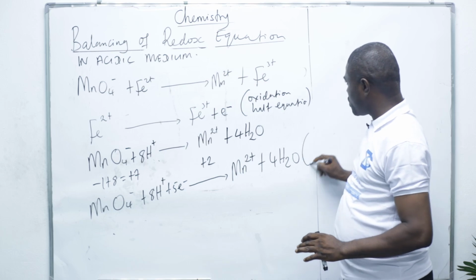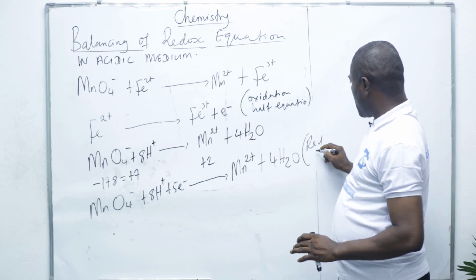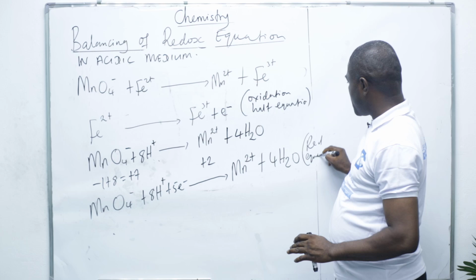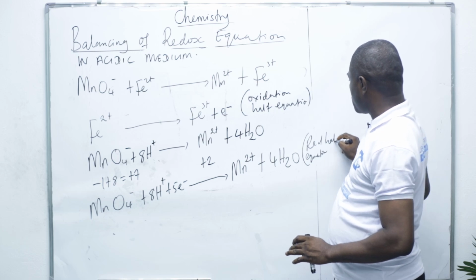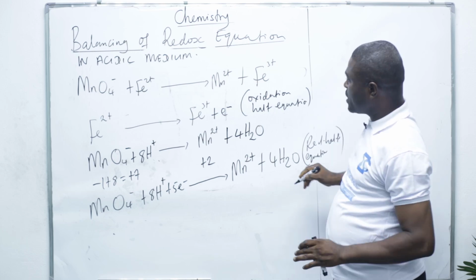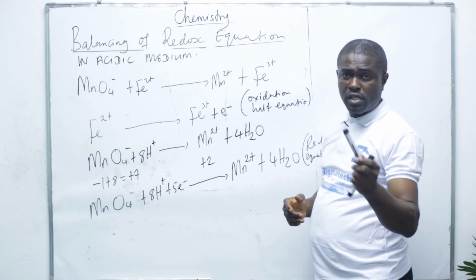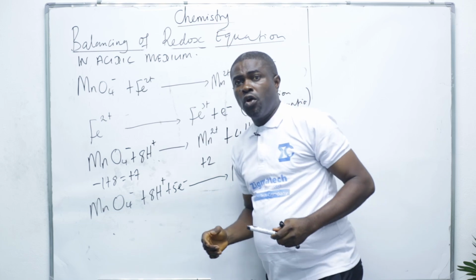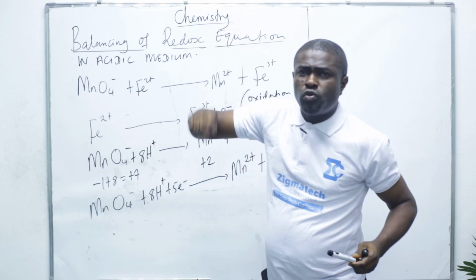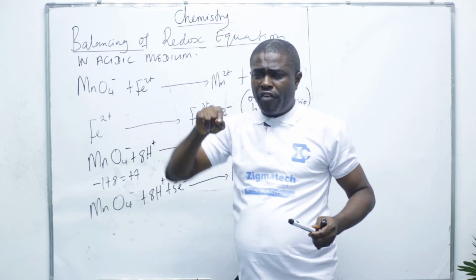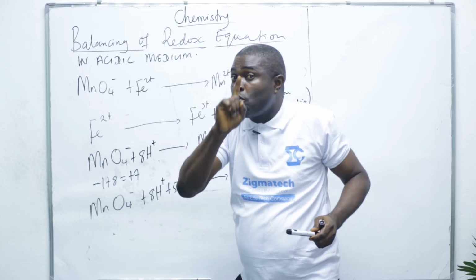The reduction half equation is balanced. The oxidation half equation is balanced. What is the next thing to do? You have to check each of the half equations. Do they contain the same number of electrons?